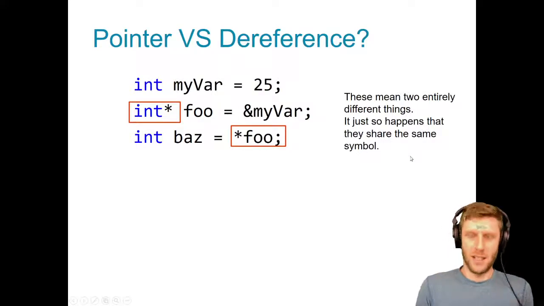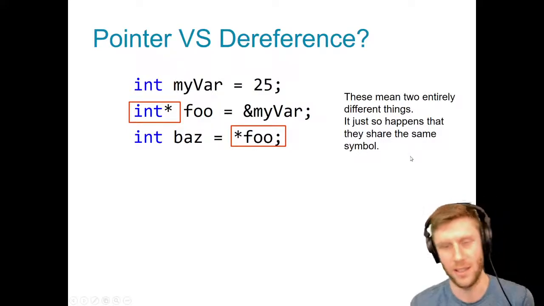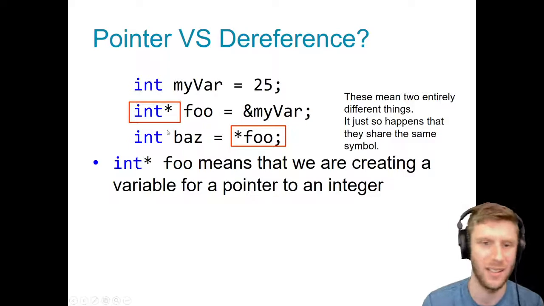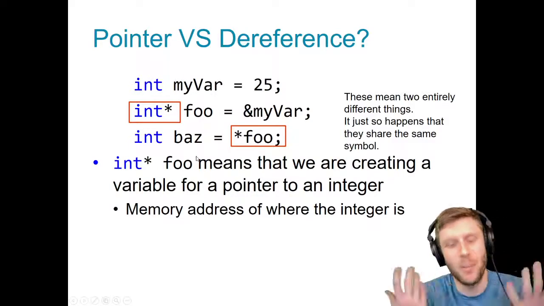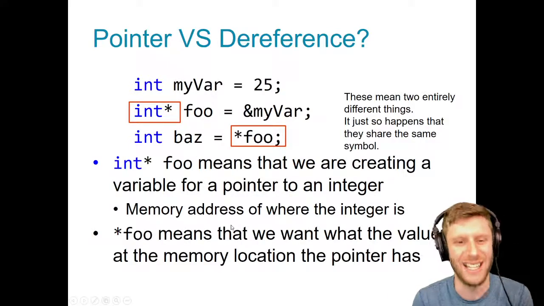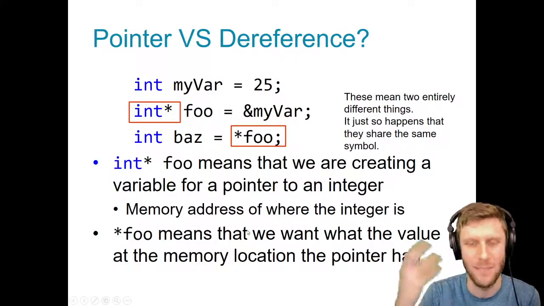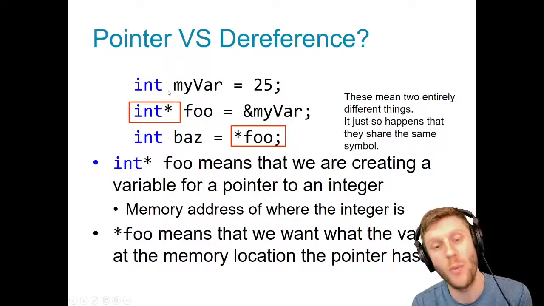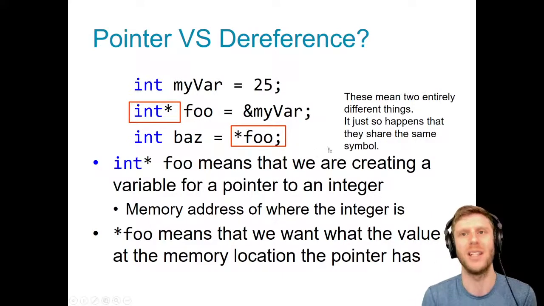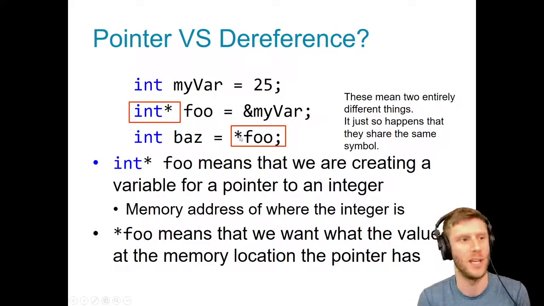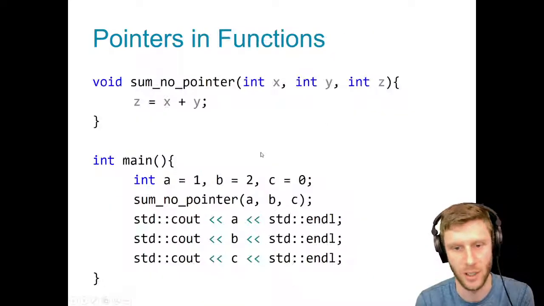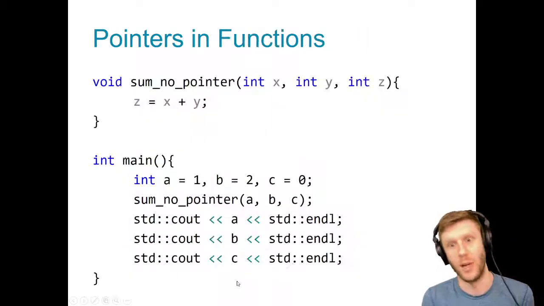So yeah, these are entirely different things. It just so happens that they share the same symbol. In int star, it's a pointer, a memory address of where the integer is, not an integer. And star foo means that we want the value at that memory address. When we declare it, we use this, and then whenever we want to dereference a variable like that, we use the dereference. Well, what the pointer points to, yeah.